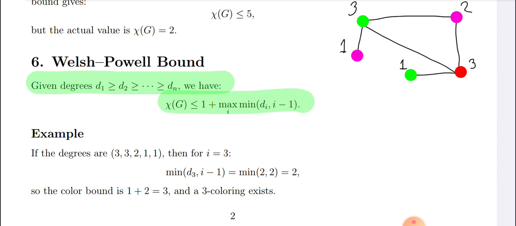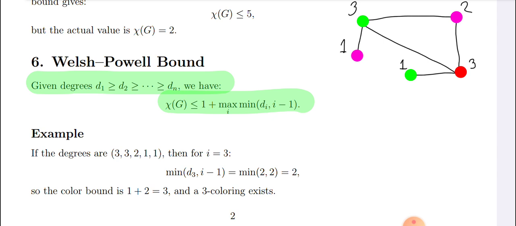Okay, for i=3, it's min(2, 2), which is 2. The bound becomes 1 plus 2 equals 3. And if you check the rest, you'll find that 3 is the highest value you get. So the Welsh-Powell bound tells us we are guaranteed to be able to color this graph with 3 colors. Exactly. It's a much smarter, more structurally aware estimate than just looking at the maximum degree of 3 and saying we might need 4 colors. It pays to be smart about your ordering.